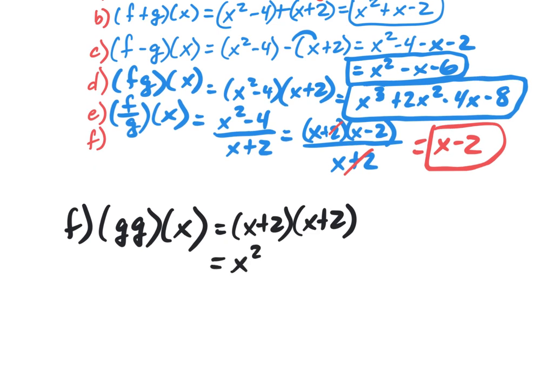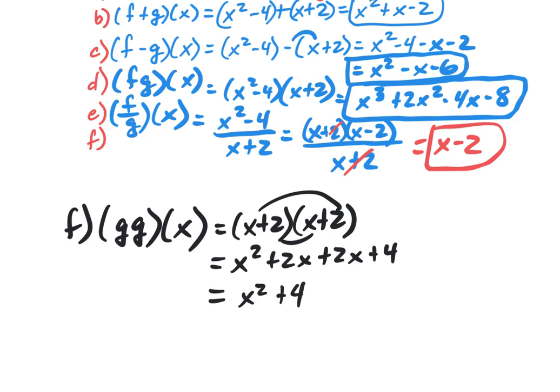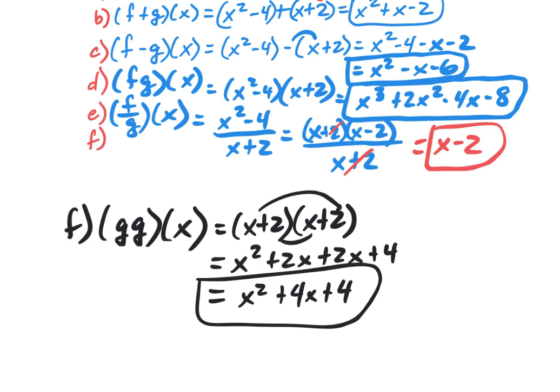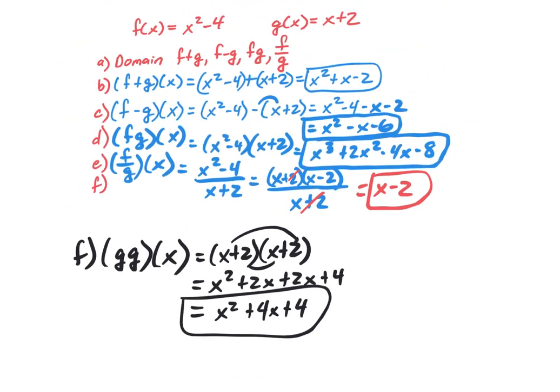X times x is x squared, and then 2x, and then 2x, and then 4, and then combine like terms. And there's our function. Okay, so just a little bit different variation. You could do the same thing with f. I could do f times f or any other operation with that as well. Okay. All right, one last thing then for this problem.